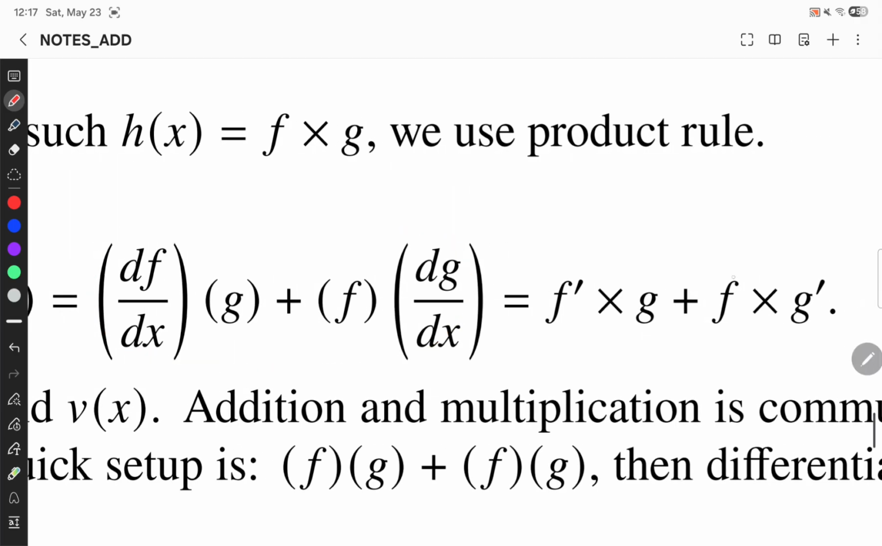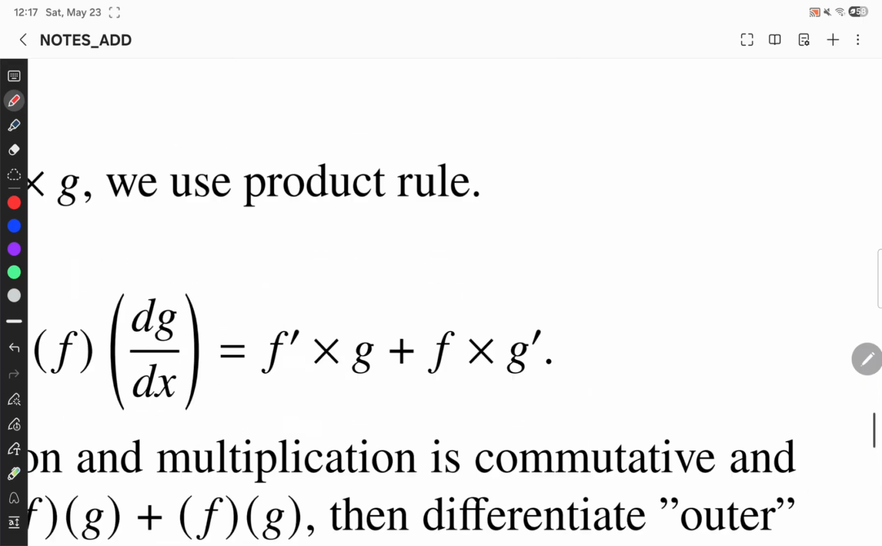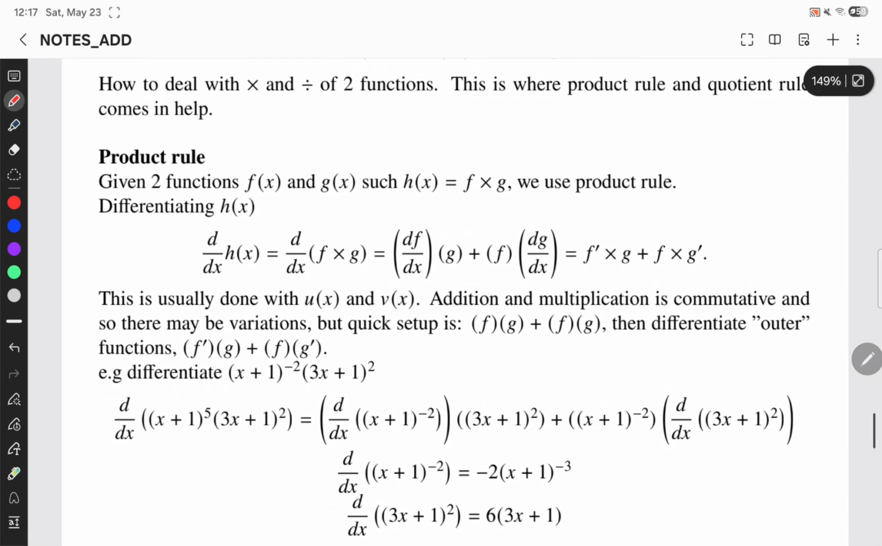This looks a bit weird, so I write it like this. And I said this is usually done with UV. Addition and multiplication are commutative, so there may be variations. The quick setup is to take f and g and differentiate the outer functions like so. If you understood this part, then congratulations.